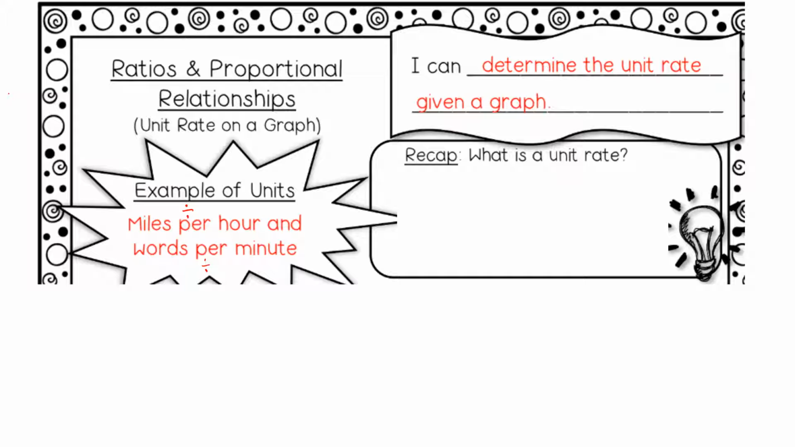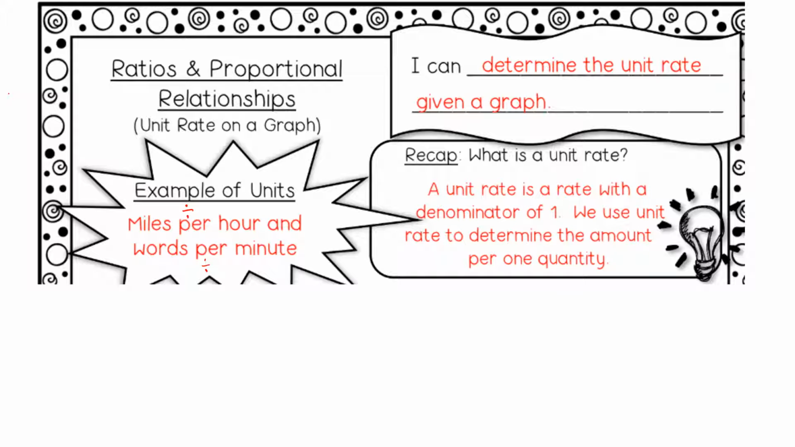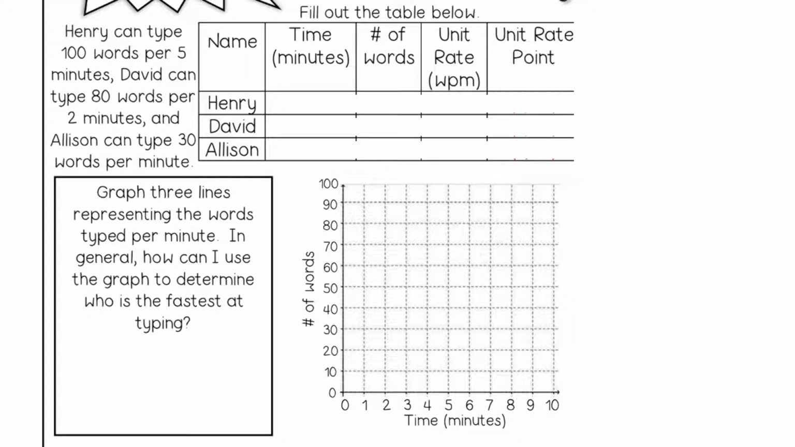So what is a unit rate? It is a rate where the denominator is 1. We use the unit rate to determine the amount per one quantity. Okay, so we have Henry can type 100 words per 5 minutes. And we have a big table here. David can do 80 words in 2 minutes, and Allison can type 30 words per minute.